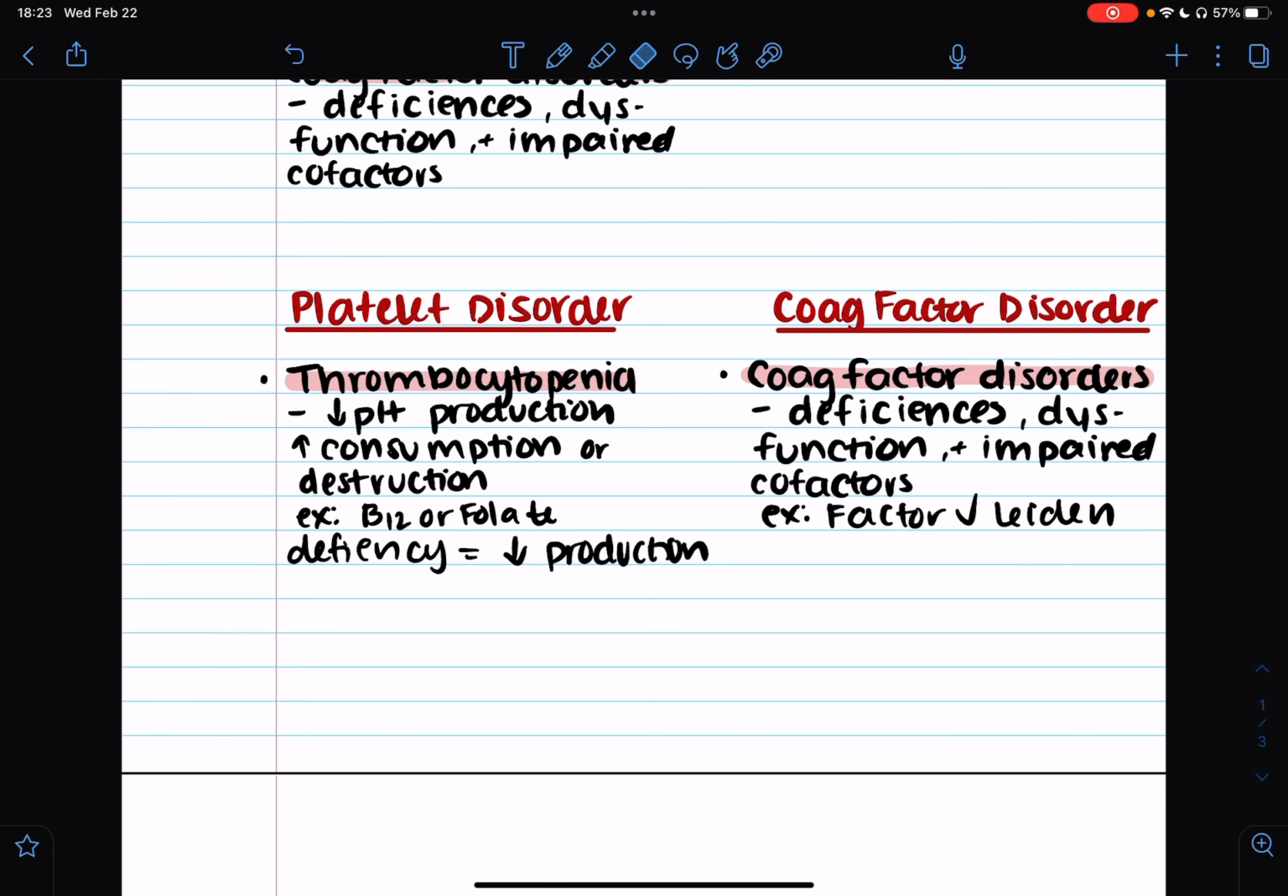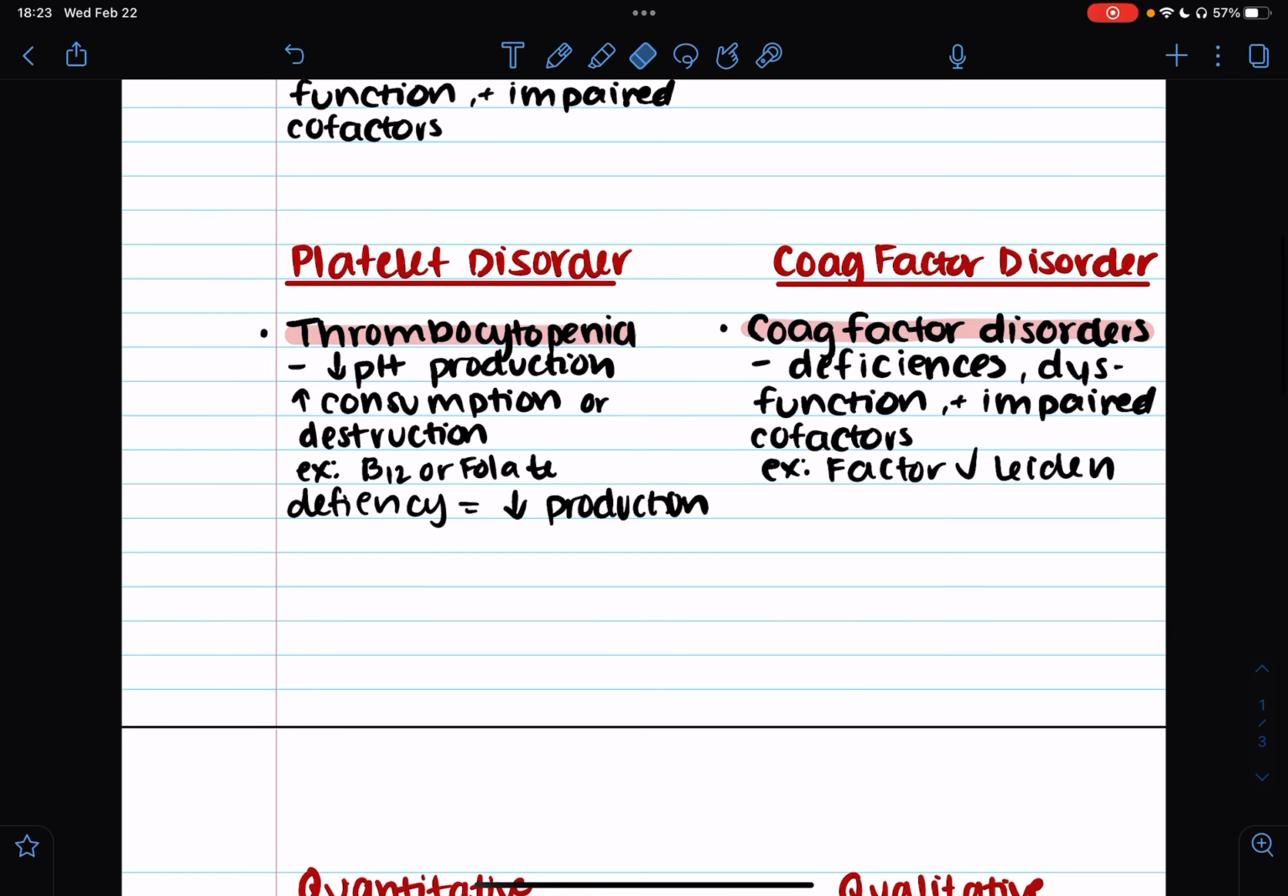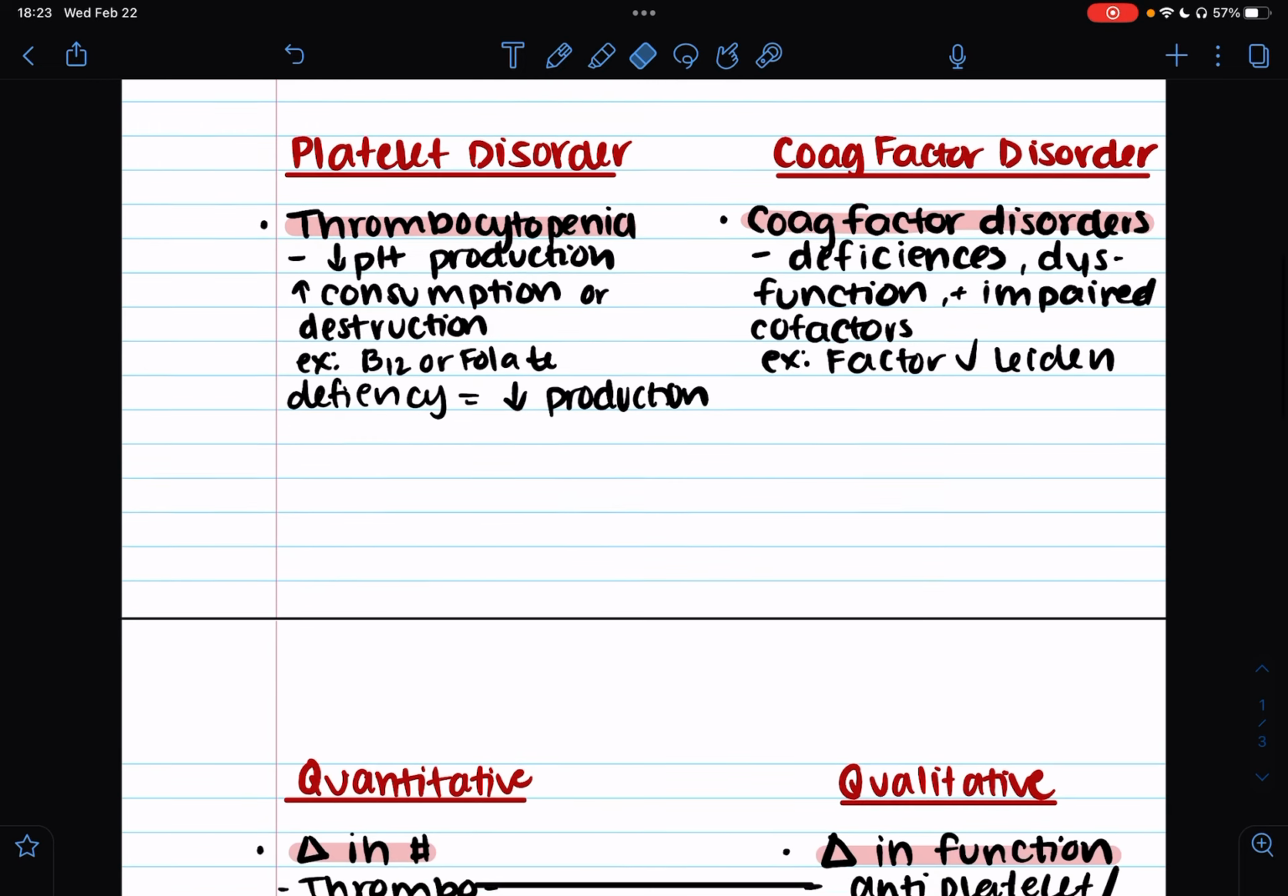Versus a coagulation factor disorder, as I just mentioned, is going to be deficiencies of the cofactors, the dysfunction of the cofactors, or impaired cofactors. For example, factor V Leiden.